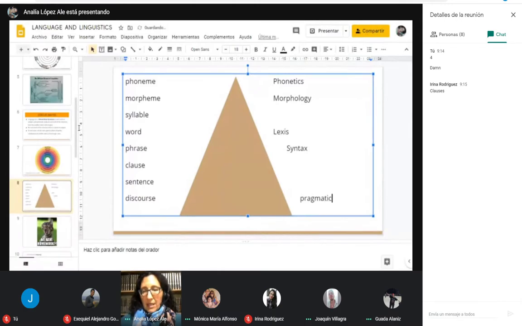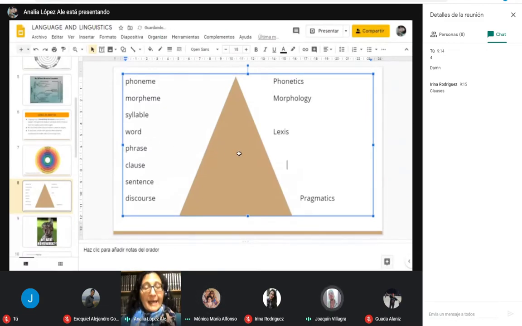Pragmatics. Yes, but there is one missing. Semantics. Yes, semantics. I think that it's before syntax. Why? What does semantics study? Can you tell me? The exact meaning of a phrase or clause.